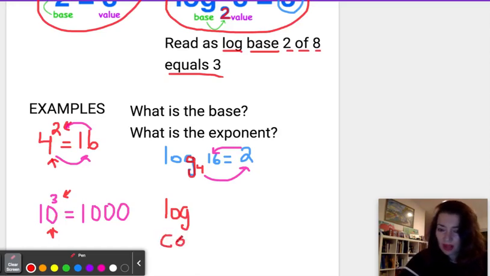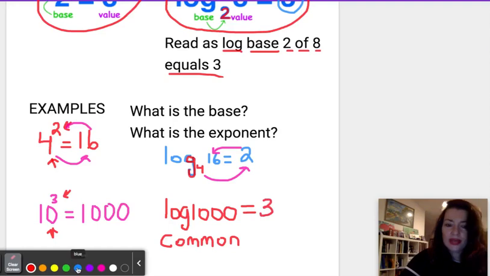A common log has a base 10, and that is a log where we do not need to write the base. So if you ever see a log without a base, that is actually a common log. So I'm going to go ahead and write log 1000 is equal to the exponent, which is 3. Now, if you do decide to write the base 10, it's not wrong, but keep in mind, if you see a log with no base, the base is 10.